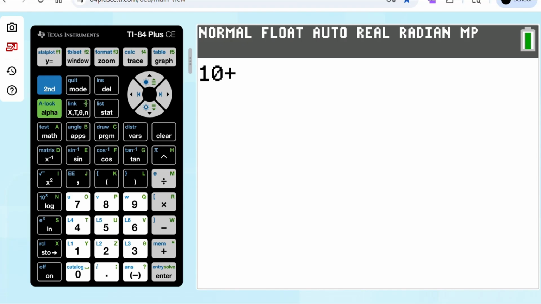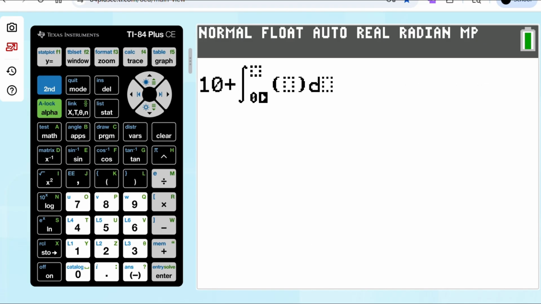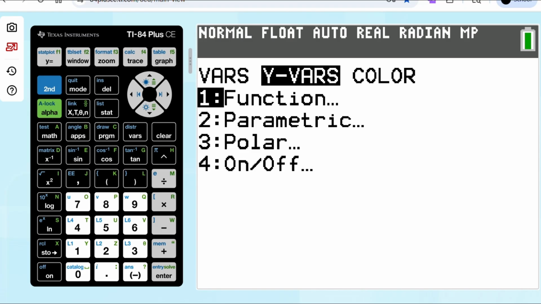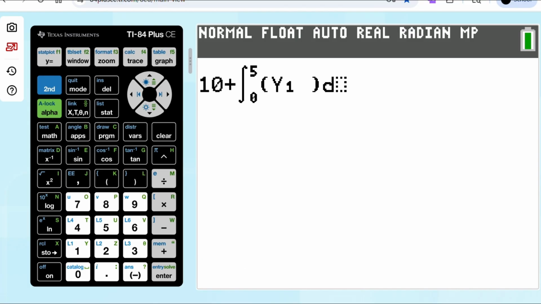I need 10 plus the integral, so math, and option number 9, the integral from 0 to 5 of that function that I have typed in as y sub 1. Since I already have that function typed in as y sub 1, I can use the variables button, VARS, here, just to the left of clear. We'll go over to the second column, y variables, and under number 1, function, we're just going to use y1. And then we don't have to retype that whole function and potentially have a little error in typing it in.